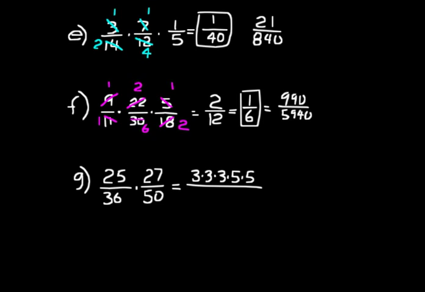And then in the denominator, we have a 36 and a 50. Those are a little bit more complicated. 50, that would be 2 times 25, or 2 times 5 times 5. And then we have the 36, which is 9 times 4, or 2 times 2 times 3 times 3. Now, let's just go back and cancel all of the common factors. We have a 5 and a 5, another 5 and a 5, a 3 and a 3, and a 3 and a 3, and that's it.